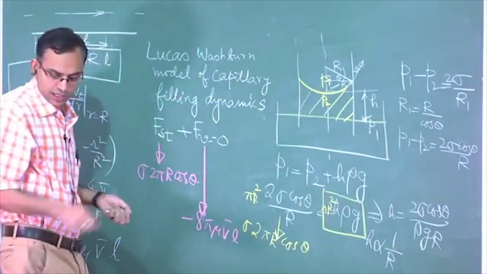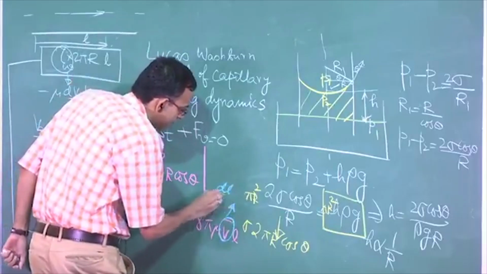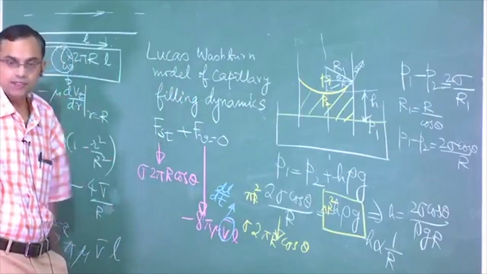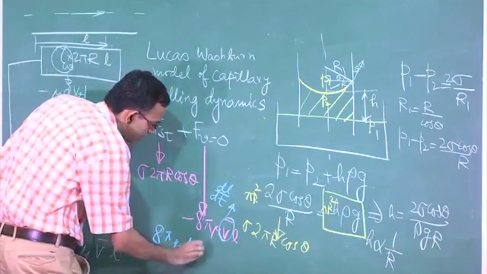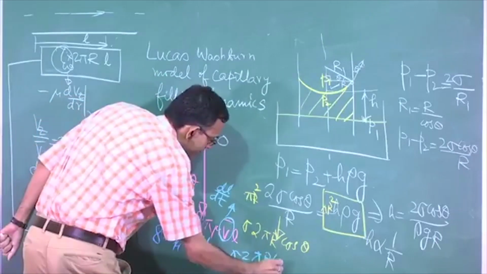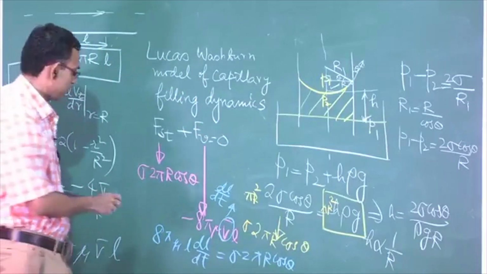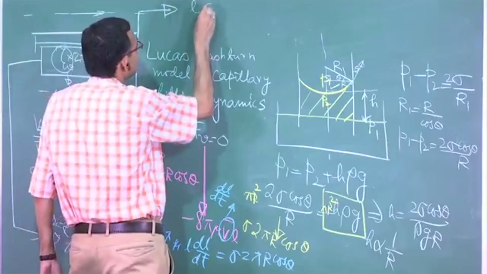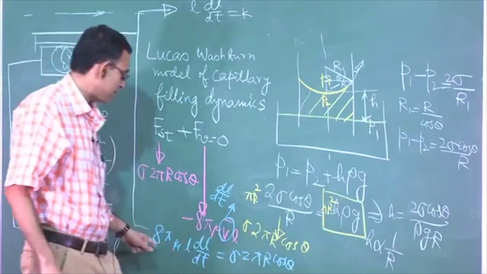So, now just a small trick, here in place of V average we can write dL dt. V is the rate of change of displacement, which is the velocity. So, you have 8 pi mu L dL dt is equal to sigma into 2 pi r cos theta. Okay. So, from here you can write L dL dt is equal to some k, where k is sigma 2 pi r cos theta divided by 8 pi mu.